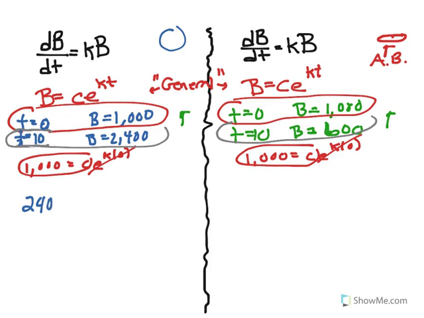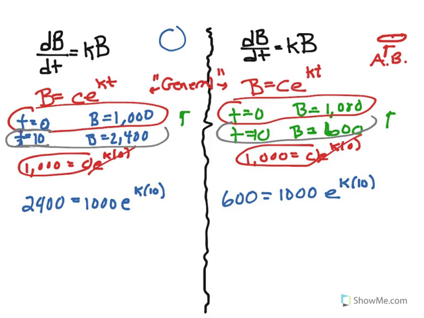Okay, so we're filling in the next point. 2,400 equals, I now know C. C is 1,000, which is almost always the initial condition. e to the k times 10. And this one is 600 equals 1,000 e to the k times 10. Okay, so now on each side I'm going to try to solve for k. I'll do this side first. I'm going to divide by 1,000. I'm going to do the same thing on the other side.